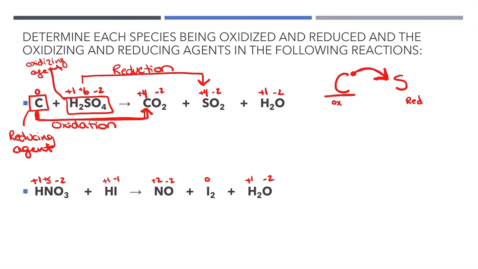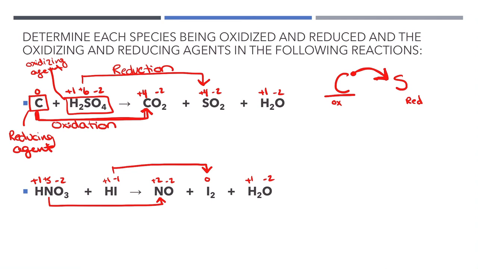All right, so now let's take a look for the changes that occur. I've got nitrogen going from a +5 to a +2, and I also have iodine going from a -1 to 0.